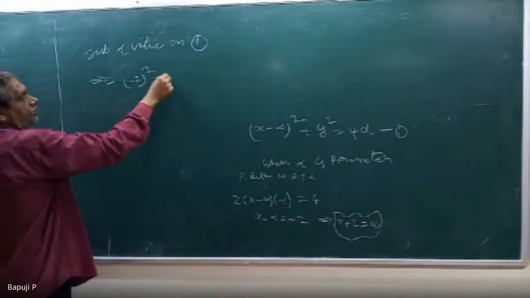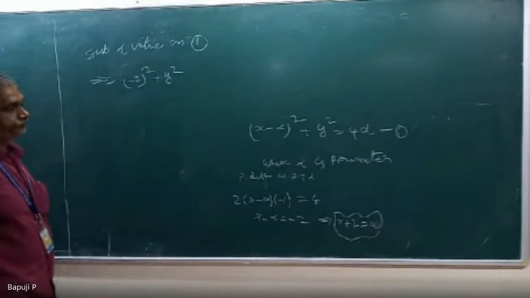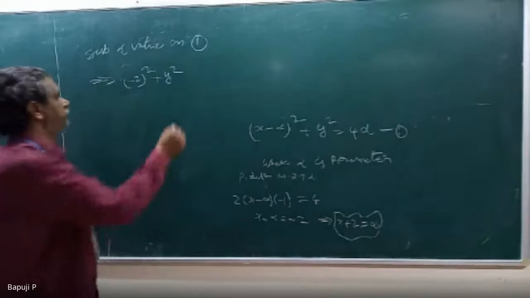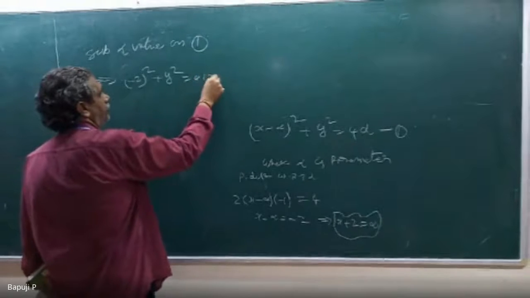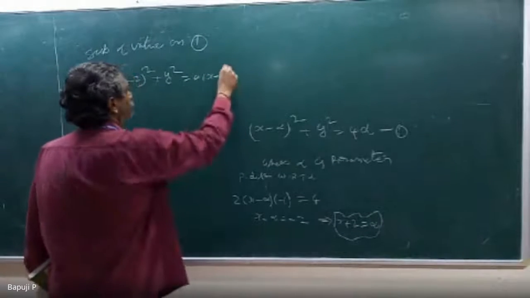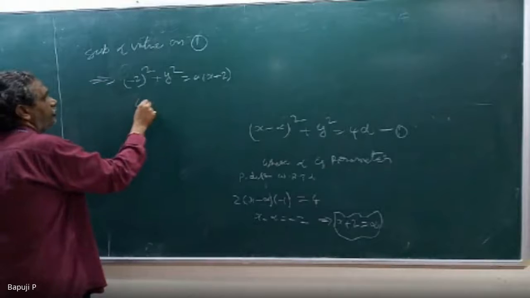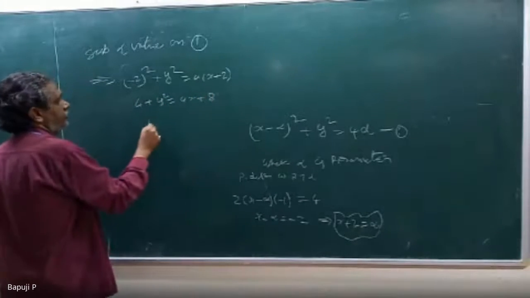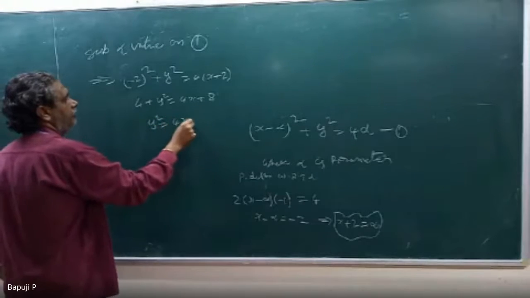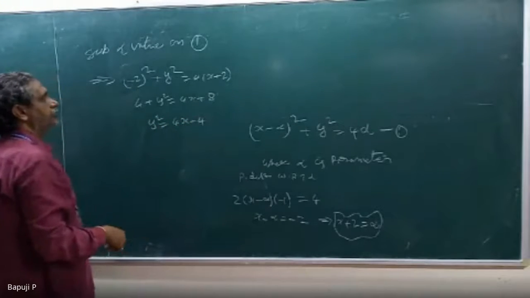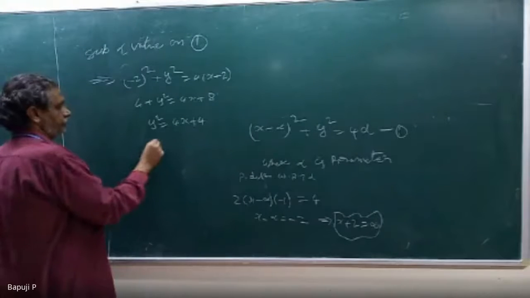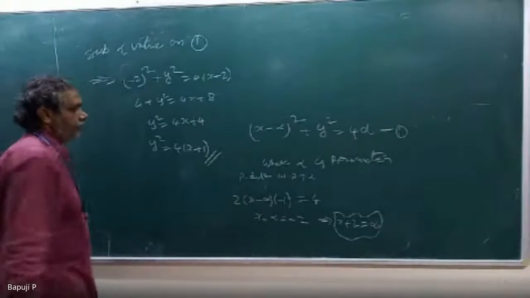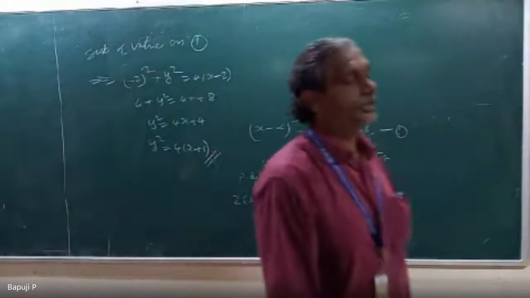Then plus y square. Then what is there? 4 into x plus 2. So 4 plus y square is equal to 4x plus 8. So y square is equal to 4x plus 4. This is the envelope of the given circles.